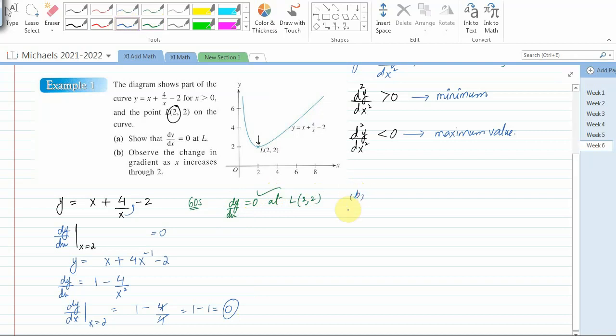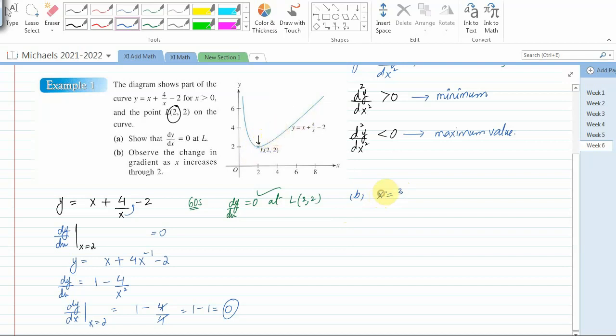Observe the change in gradient as x increases through 2. So what is the value of x? What is the value of gradient if the value of x is greater than 2? So let's suppose that if x is equal to 3, that means the question is asking what is the gradient of this portion here, right?